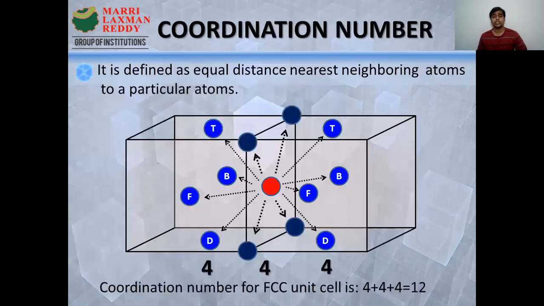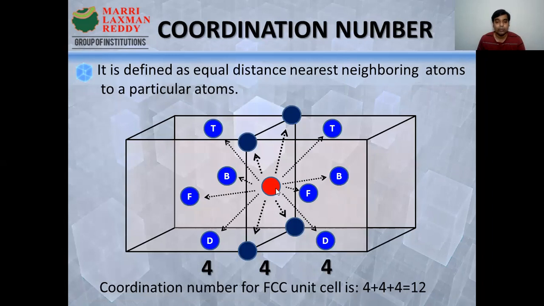Now the next parameter is the coordination number. It is defined as the number of equidistant nearest neighboring atoms to a particular atom in the crystal structure. Now let us calculate how many atoms exist at equal distance as nearest neighbors. Here I consider 2 FCC unit cells with a common face, and the face center atom here I consider as the red color atom.